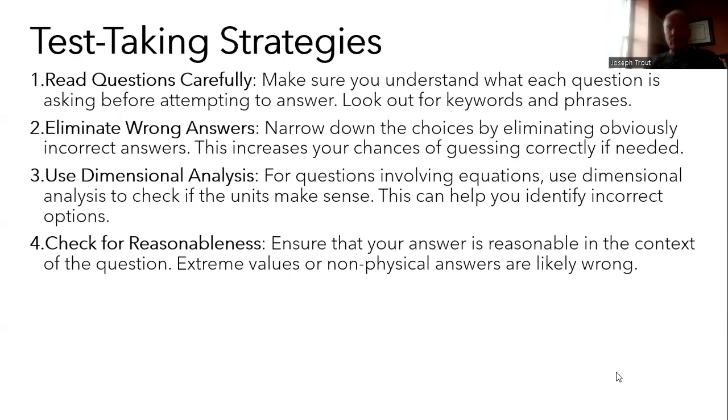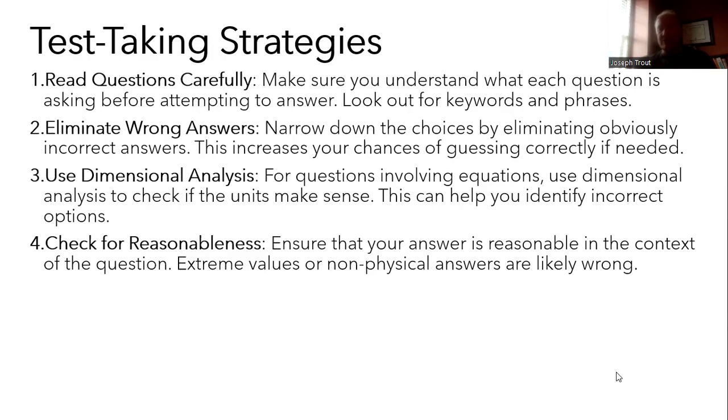So look out for keywords and phrases. Also, sometimes you can quickly eliminate wrong answers. So one way to do that is if an answer has the wrong units. For instance, if they ask you to find the length of something, and one of the answers is 3 seconds, well, that can't possibly be the answer. I know that sounds like a little bit of a silly concept, but sometimes you can tell from the units that the answer is incorrect.